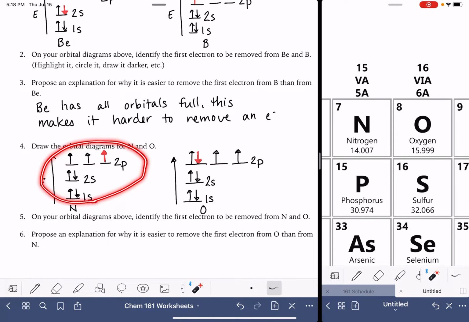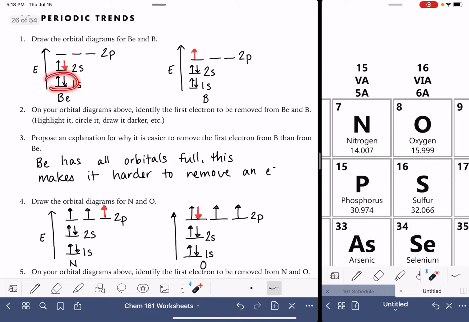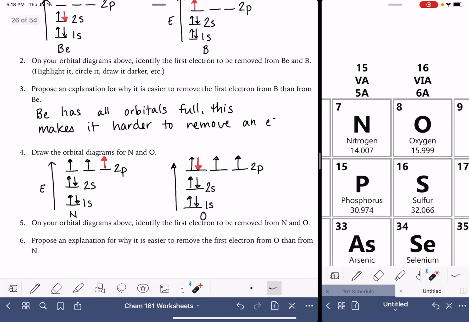So for nitrogen, when we were looking at beryllium and boron, we were really focusing on the orbitals being completely intact and completely full. That's not the case with nitrogen. Nitrogen has these 2 orbitals that are completely intact, but in the 2p orbital, every one of the orbitals is half full. Every one has 1 electron. And when we pull 1 electron away, this is what it looks like. So this is the difference that we're looking at for nitrogen.